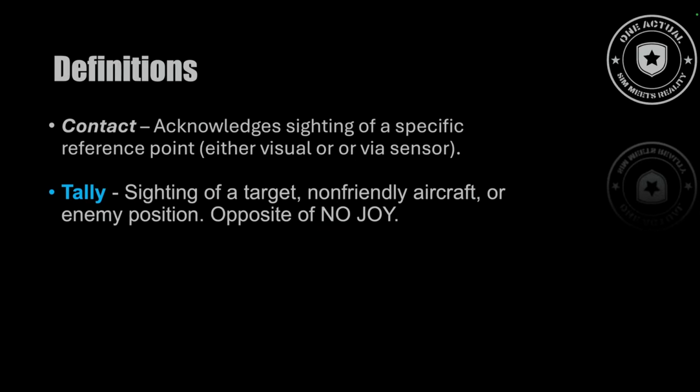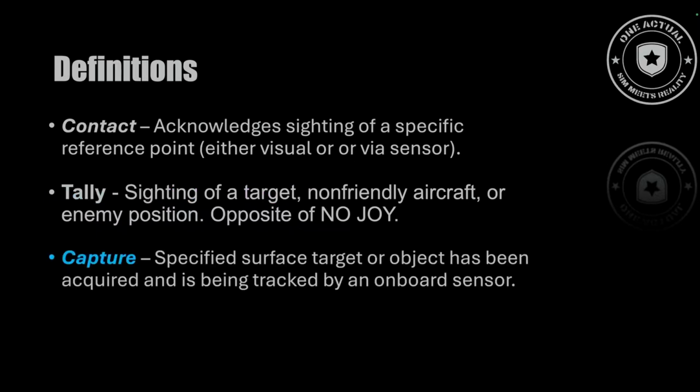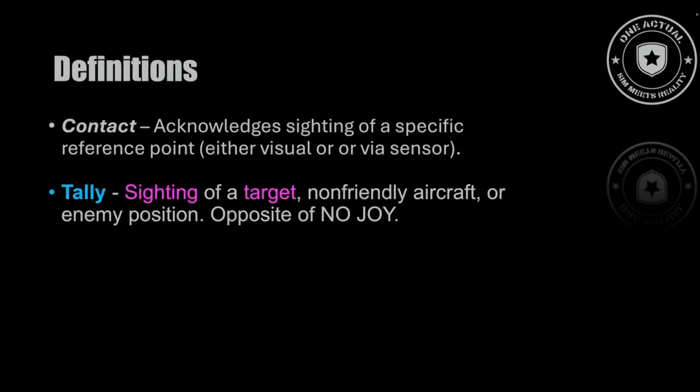Tally is visual sighting of a target, non-friendly aircraft or enemy position, opposite of no joy. We are sighting with our eyes a target. Capture is a specified surface target or object has been acquired and is being tracked by an onboard sensor. Again, we have a target and we're seeing it with our sensor. We don't use tally or capture when we're looking at friendlies. You could say visual, but tally and capture, remember, are both in relation to targets.